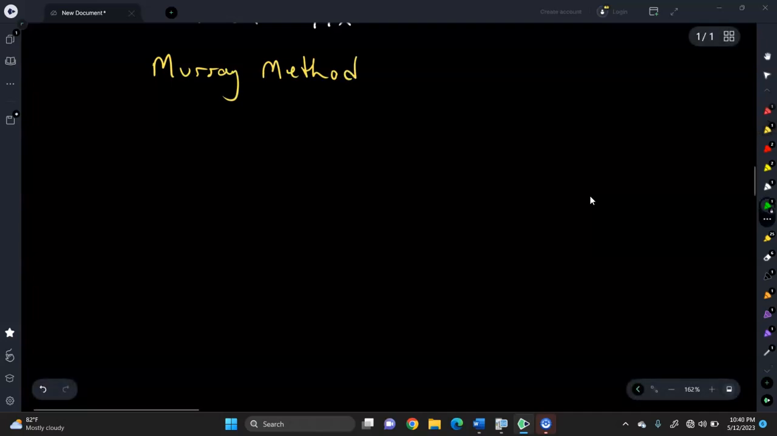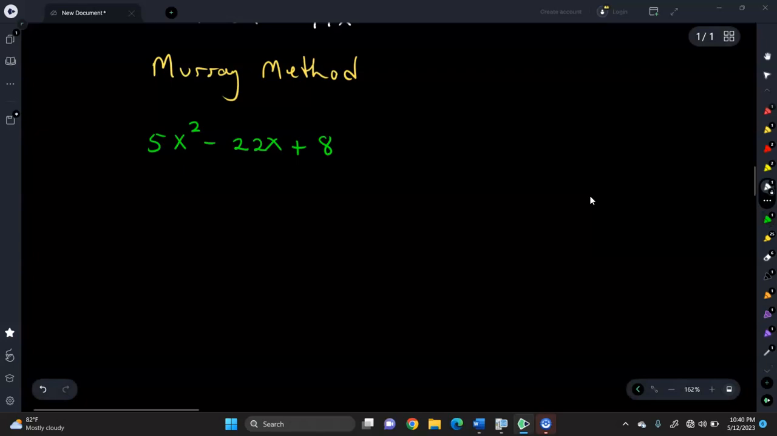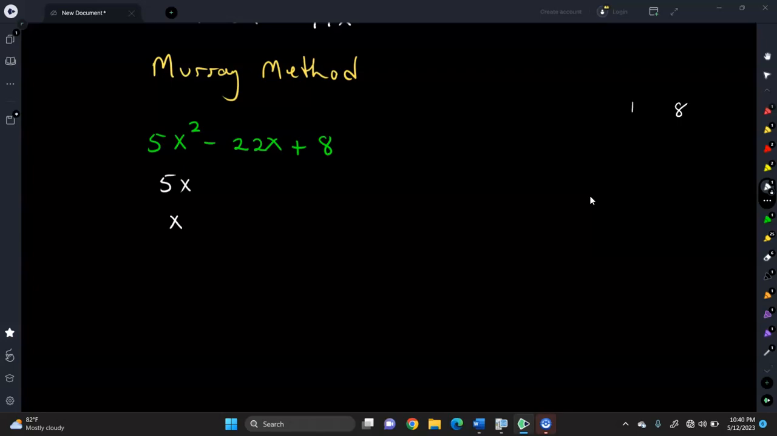Okay, let's try... Okay, here we go. 5x squared minus 22x plus 8. So pause the video and try this one yourself. Okay, we're going to factor the 5x squared. We got 5x and x. We need 8. So 1 and 8, 2 and 4.